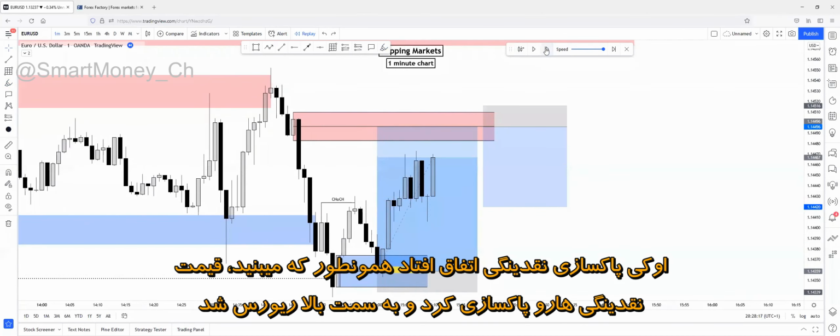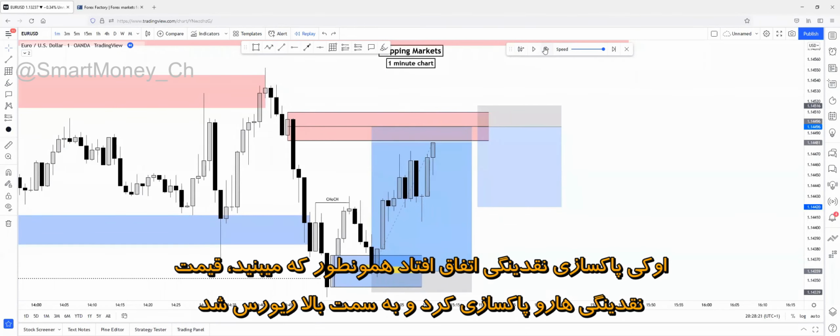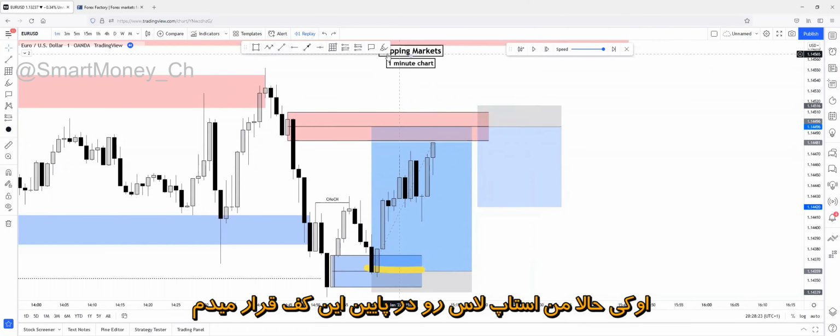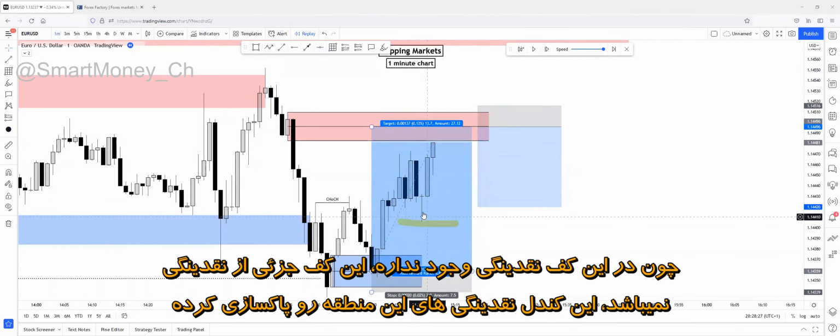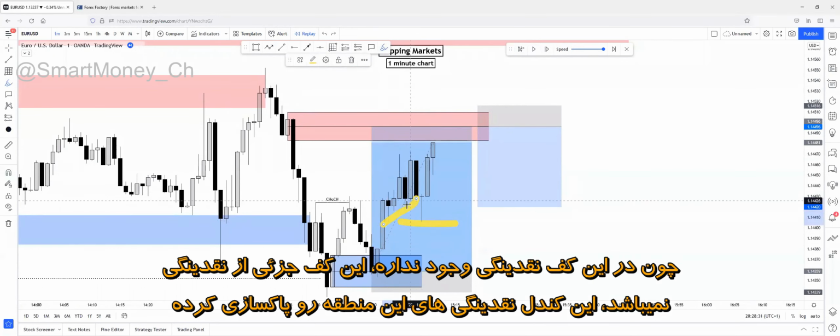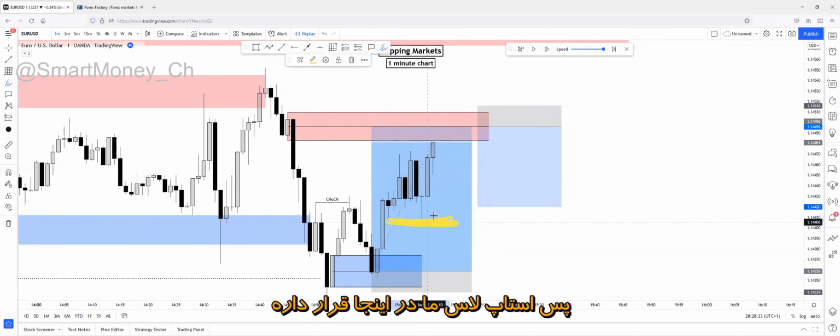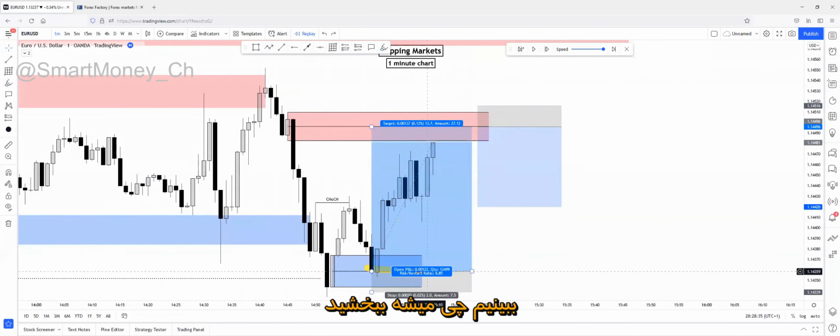Okay, liquidity sweep happened, as you can see. Price swept the liquidity from this region and reversed to the upside. Right now I will set the stop loss under this low point, because this low point has no liquidity. This is not part of the liquidity. This candle swept the liquidity from this region, so our stop loss will be in this region. Let's see what happens.